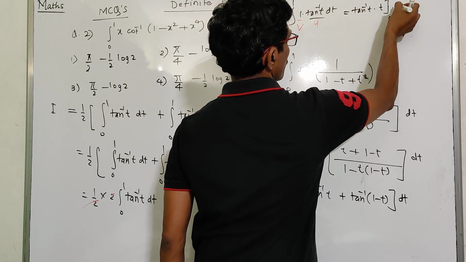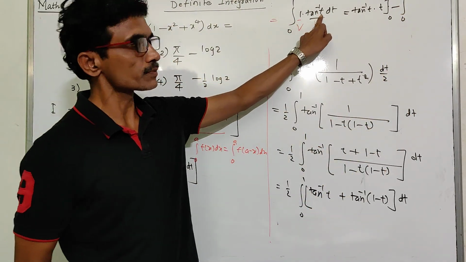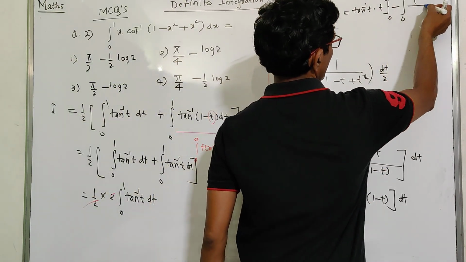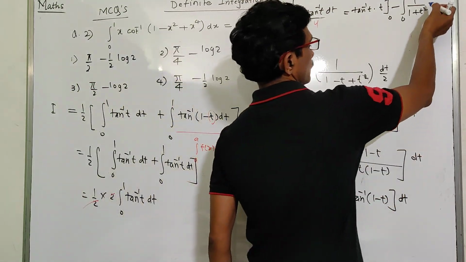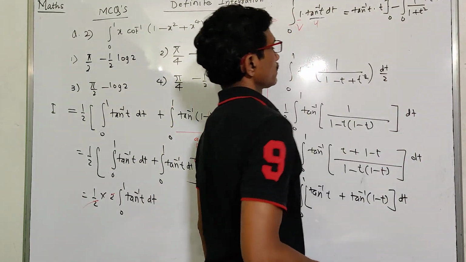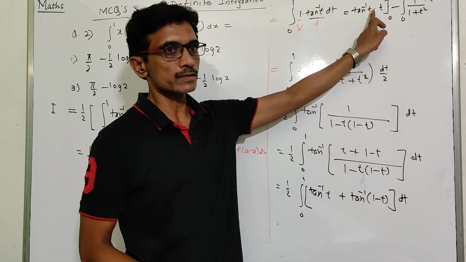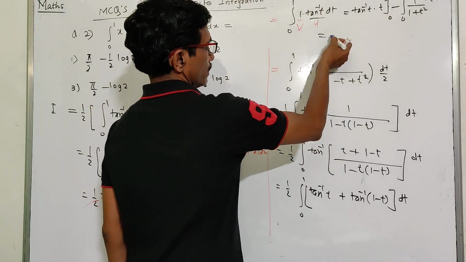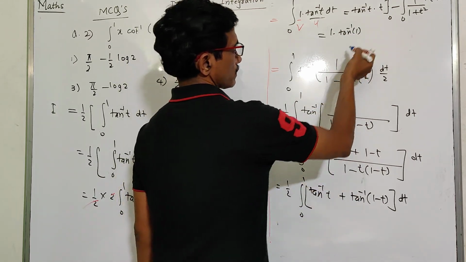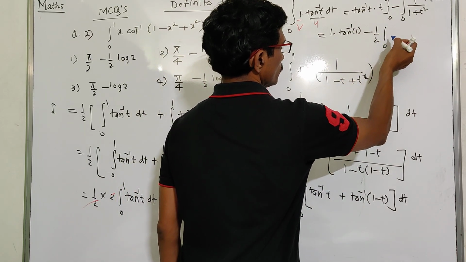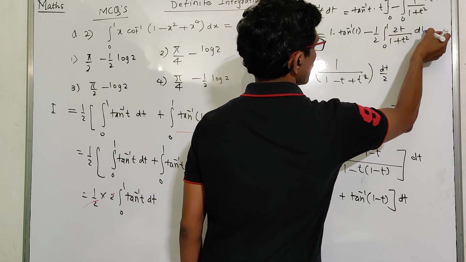limits are 0 to 1 minus integral 0 to 1 derivative of first function, that is 1 upon 1 plus t square, and integration of 1 is t dt. Upper limit 1, so 1 and tan inverse of 1, and lower limit is 0, so that will be 1 into tan inverse of 1, minus divide and multiply by 2, it will be 2t upon 1 plus t square dt.